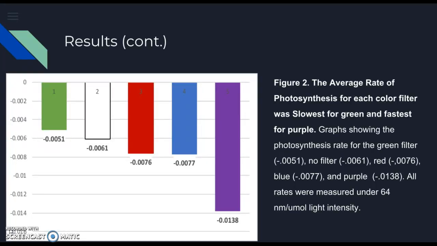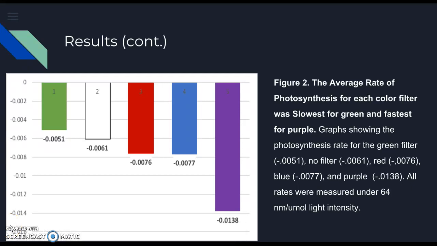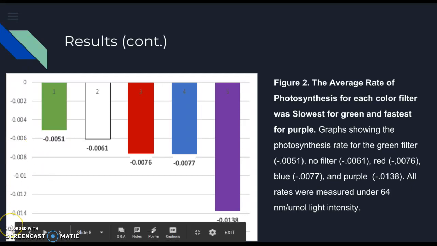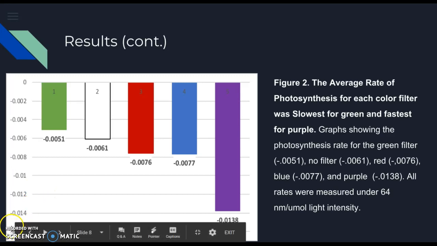As we expected, when the green filter was put over the light source, the reaction occurred the slowest. However, we had expected the red filter to cause the reaction to go the fastest, and that was not the case. The reaction actually occurred the fastest when the purple filter was placed over the light, and it occurred much, much faster than any of the other ones. All of these were measured under 64 nanometers per micromole light intensity, and the coefficient slope is indicated on the graph.